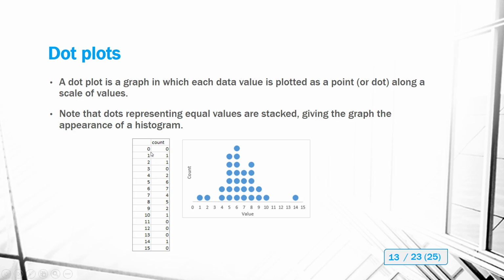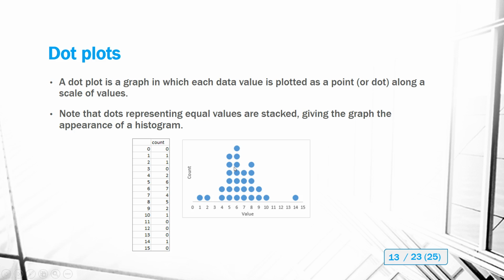So our data set contains no zeros. There's 1 one in the data set. There's 1 two in the data set. There's no 3s in the data set. There are 2 fours, 6 fives, so on and so forth. So notice how there's no zeros. There's 1 one, 1 two, no 3s, 2 fours, 1 2 3 4 5 6 fives, so on and so forth. We're representing equal values by stacking the dots over each other.